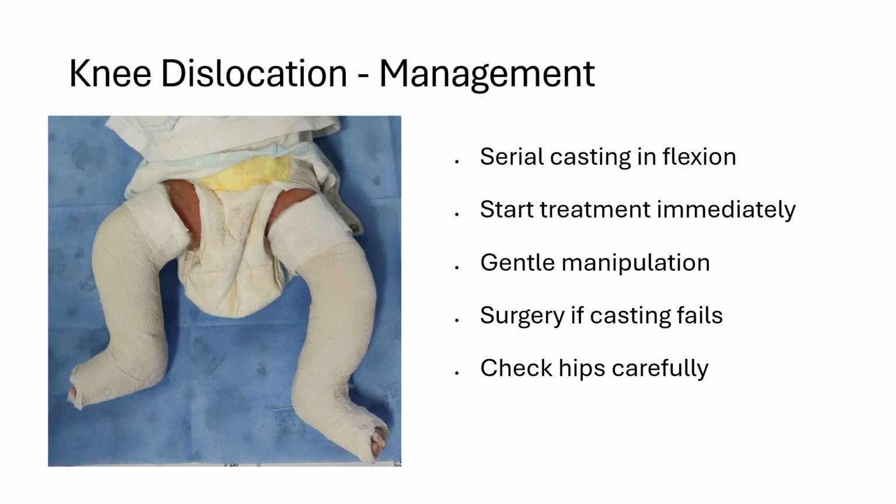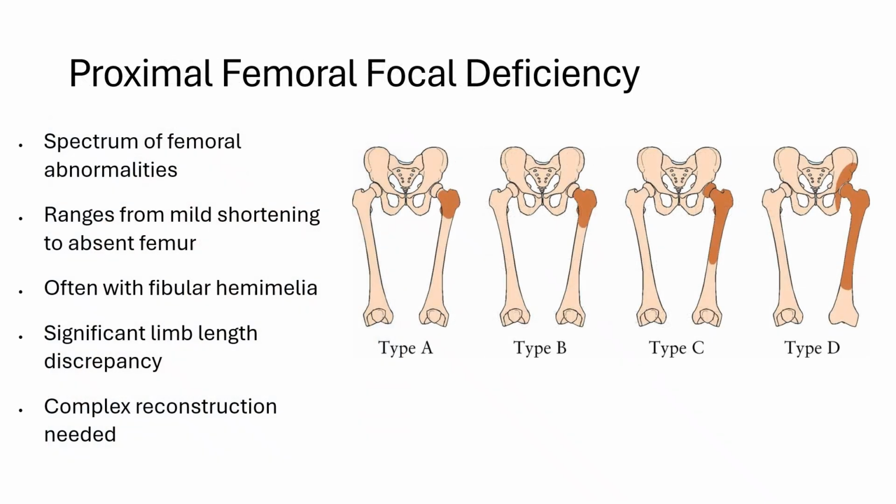When casting fails to achieve adequate flexion, surgical release of the contracted quadriceps becomes necessary. The critical reminder involves checking the hips carefully, because the high association with developmental dysplasia of the hip means that successful knee treatment becomes meaningless if you miss coexisting hip problems that require their own intervention.